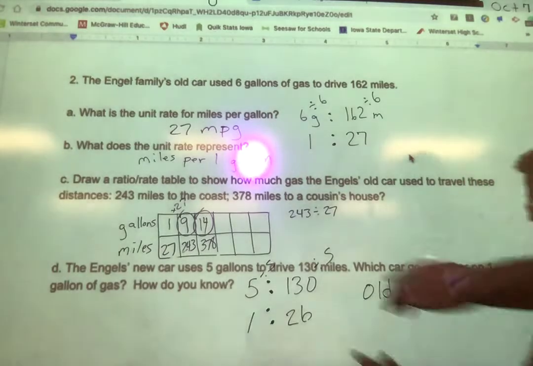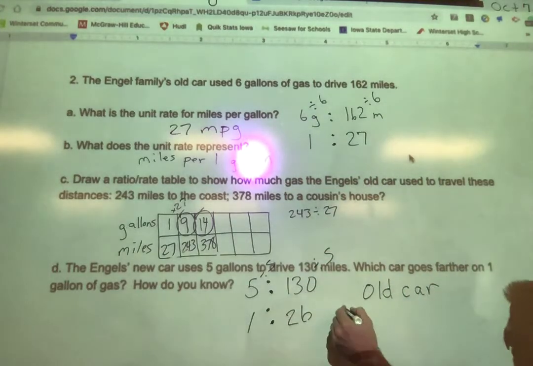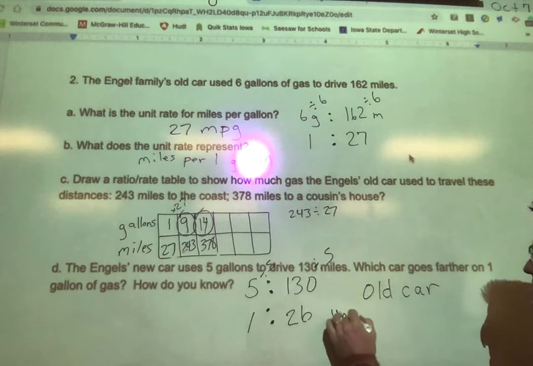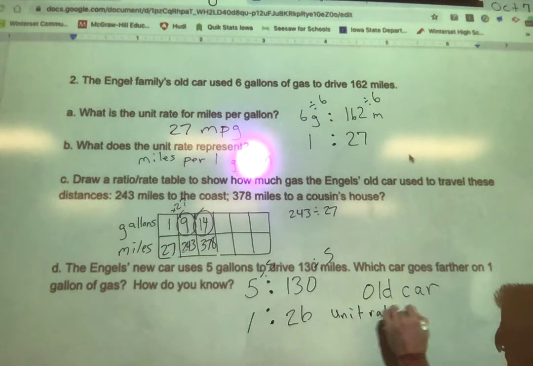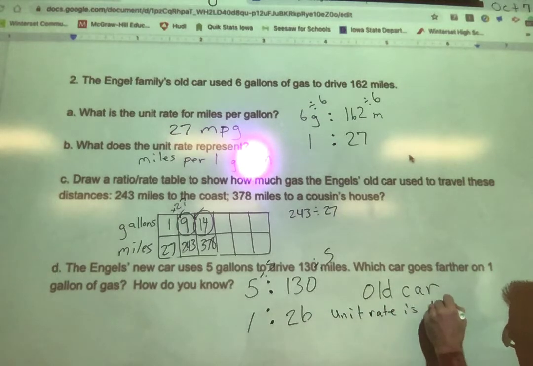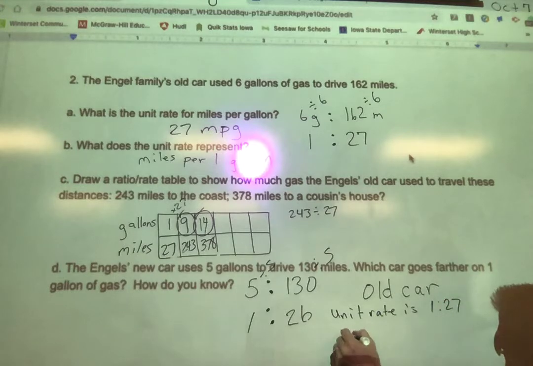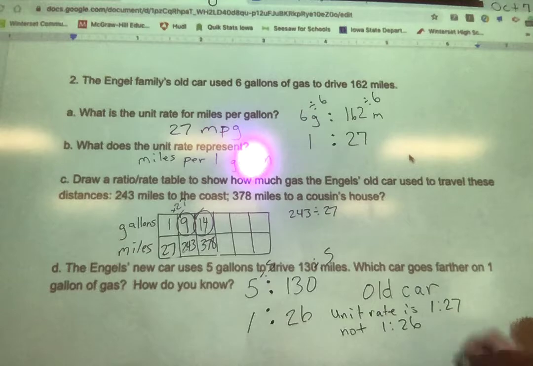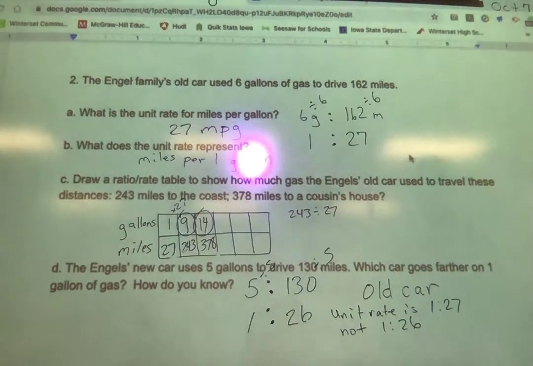And how do you know? I would just say the unit rate is 1 to 27, not 1 to 26. And that's why it's a little bit better. And you can even tell me it gets 1 more mile per gallon. It's not going to save you a lot, but it gets a little bit better gas mileage.